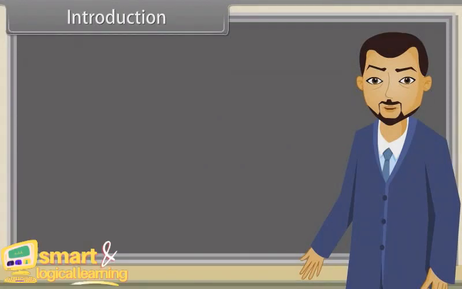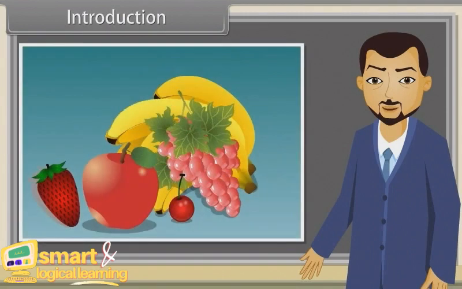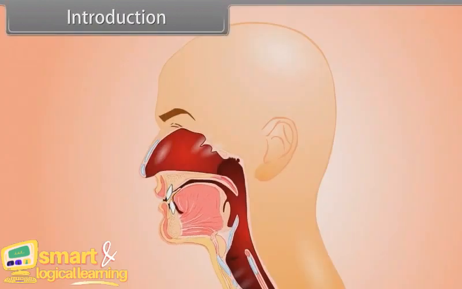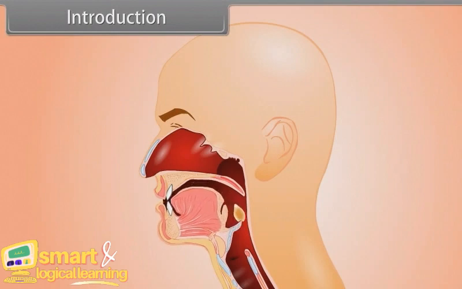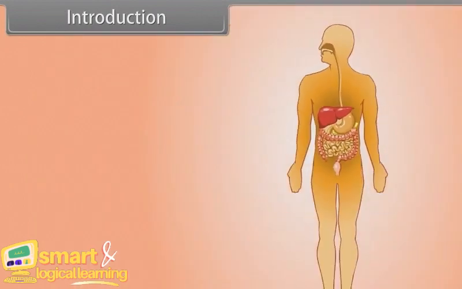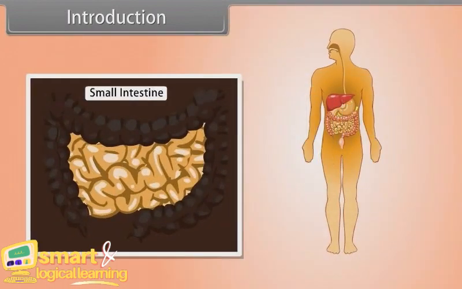Hey kids, we all know that we need energy to live and food is the primary source of energy. But you know that the process of digestion of food starts from the mouth and the absorption of energy mostly starts in the small intestine.